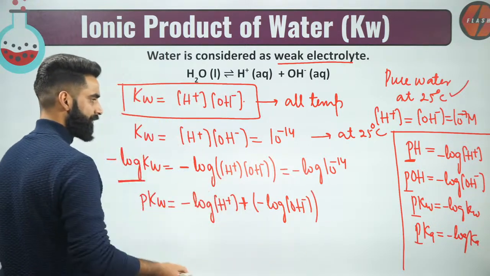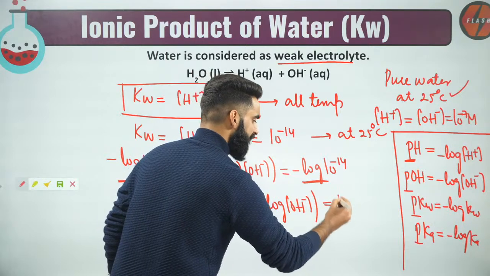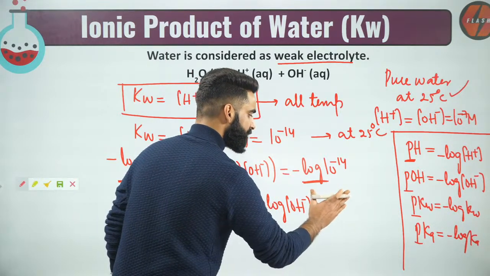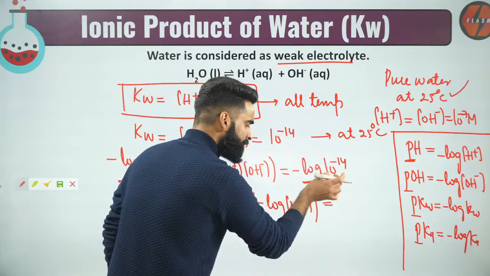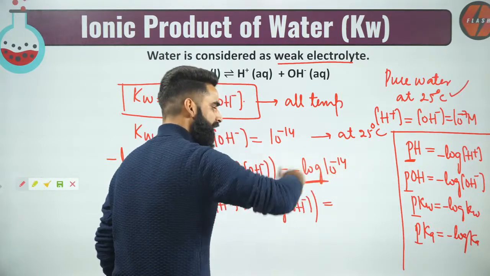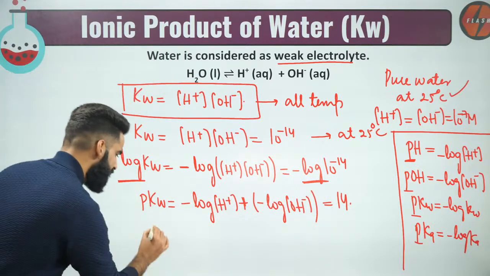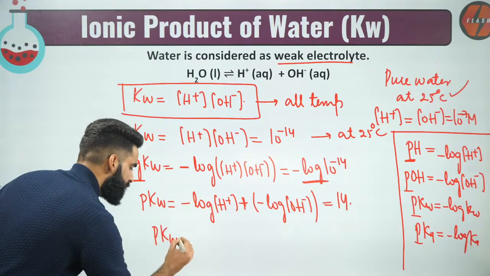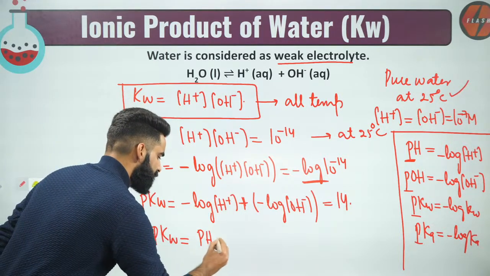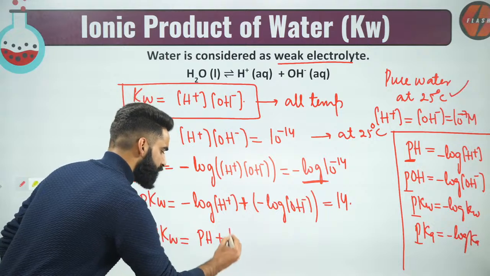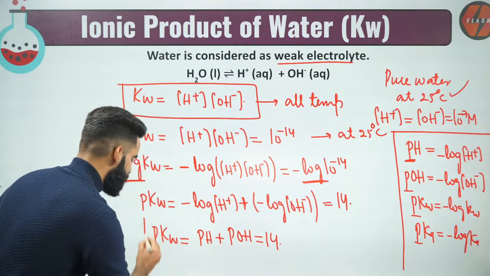Log of M into N is log M plus log N. And on the other side, minus log of 10 power minus 14. Log of m to the power n is n log m, so it's going to be 14 simply. So I got a simple relation: PKW is equal to minus log of H positive, which is what we call pH, plus minus log of OH negative, which is what we call POH, which is always equal to 14 at 25 degrees centigrade.